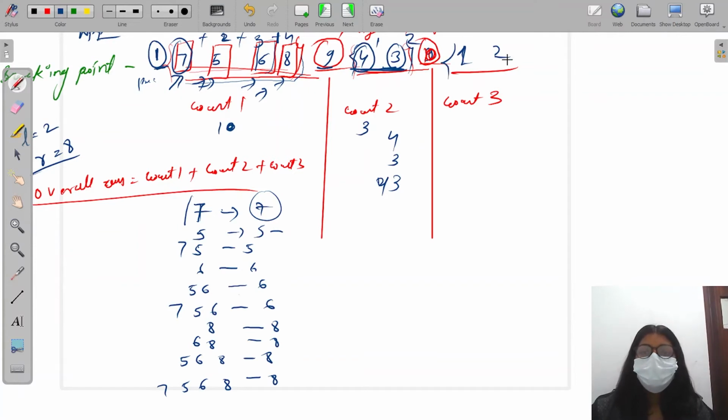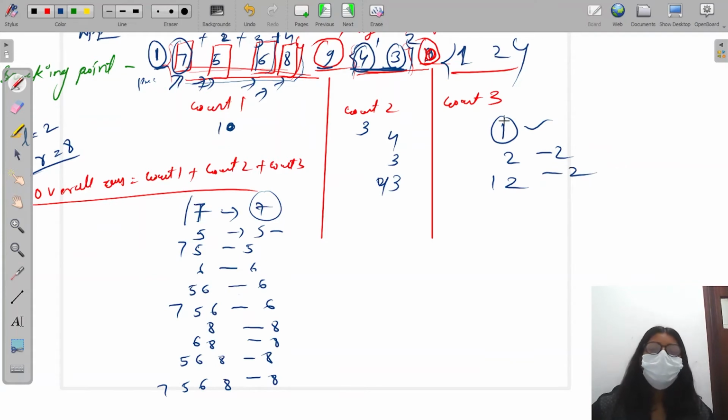Now count for this will be what? 1, 2, 1, 2. Right? So I'm not going to consider this, and count here is going to be 2, because the max here is 2. Max here is 1. So I'm not going to consider this. So count here is 2, because the max does not lie in my range.